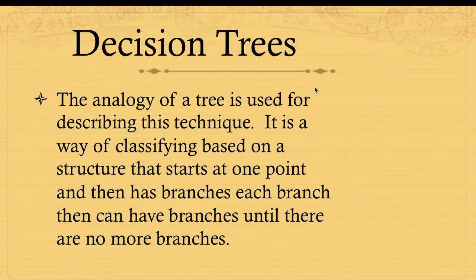In classification there are lots of different algorithms out there, but we're going to be looking at decision trees. The analogy of a tree is used for describing this technique. It's simply a way of classifying based on a structure that starts at one point and then has branches, and each branch can have branches until there are no more branches. A decision tree has one starting point and a path. You go down one path, and at each point where you split, there's a rule.